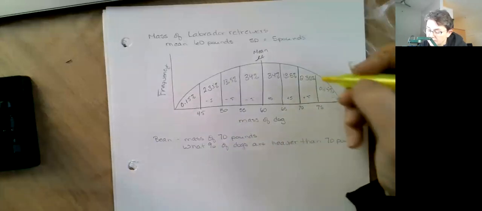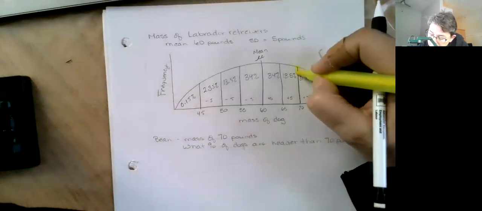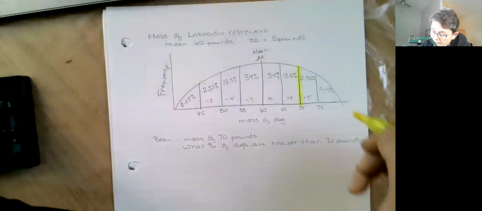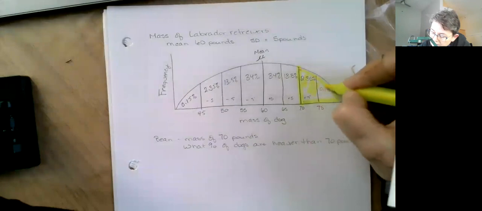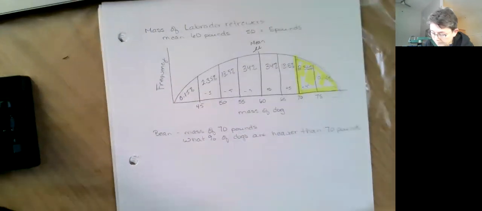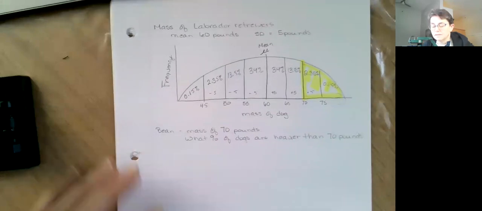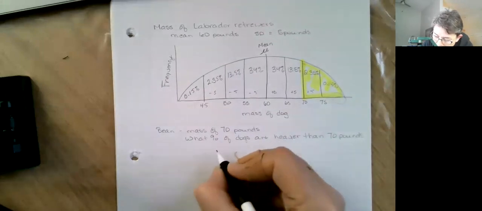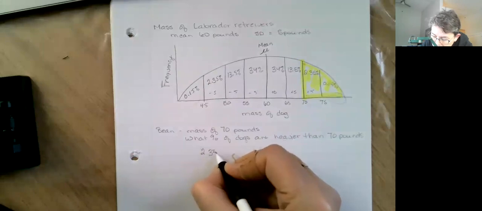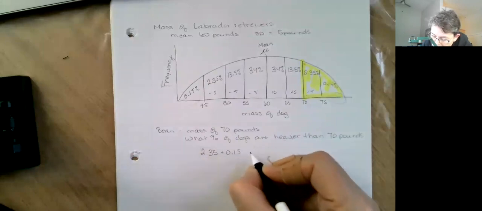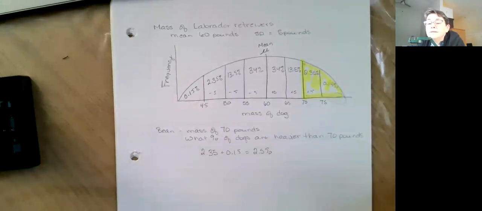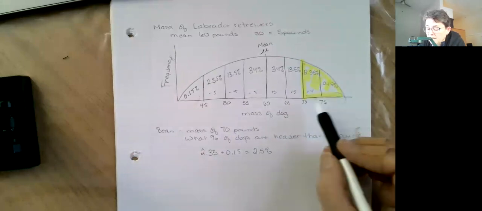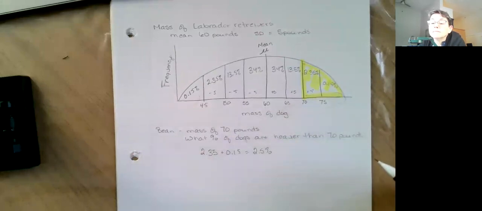Okay, so I'm going to find my 70. And it says heavier, so we want higher. So it's going to be this area here. And then all we do, sorry, is we add them up. So 2.35 plus 0.15 is equal to 2.5% of Labrador retrievers in general are going to be heavier than 70 pounds. And that's all there is to standard deviation.